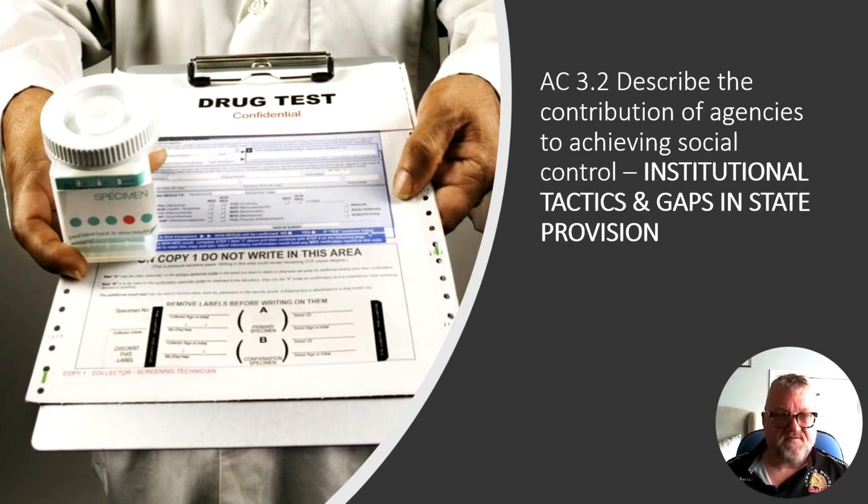So we move on to the final part of AC 3.2, where we are looking at the contribution of agencies to achieving social control. And in this particular part, we are looking at institutional tactics and gaps in the state provision.